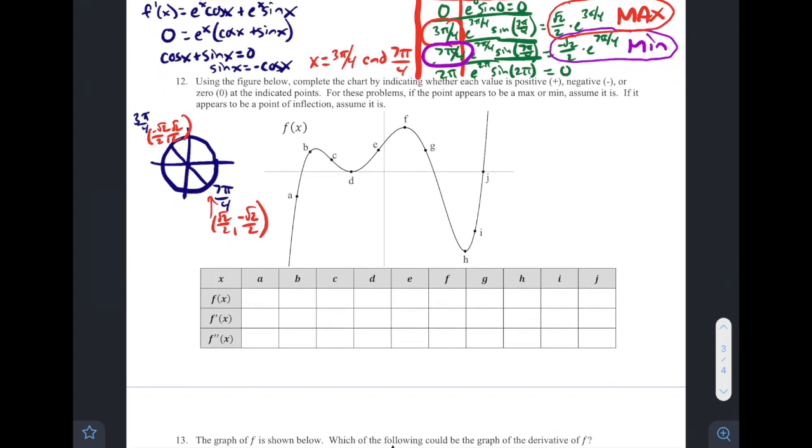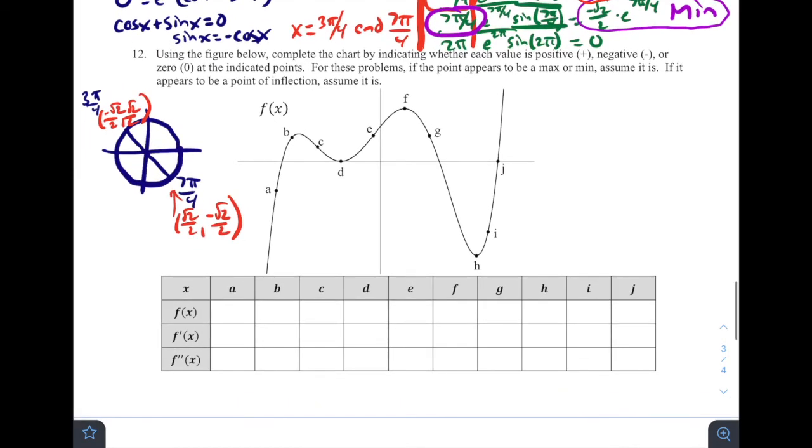Using the figure below, complete the chart by indicating whether each value is positive, negative, or 0 at the indicated points. For these problems, if the point appears to be a max or a min, assume it is. Great. So at A, this is a graph of f of x. At A, f of x is below the x-axis, it is negative. Let's do all of the x-axis here, all of the f of x's here.